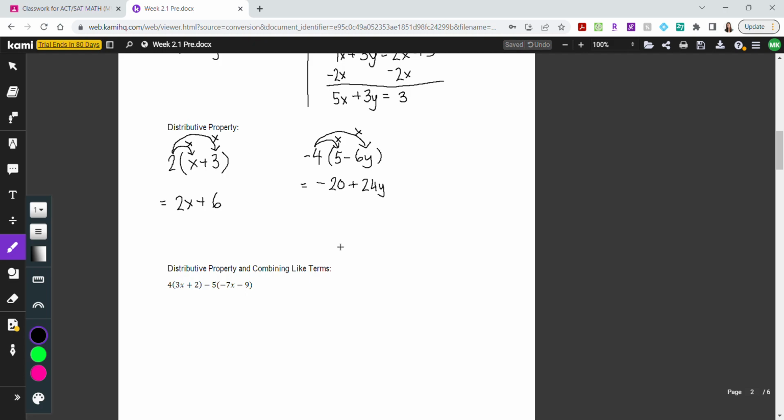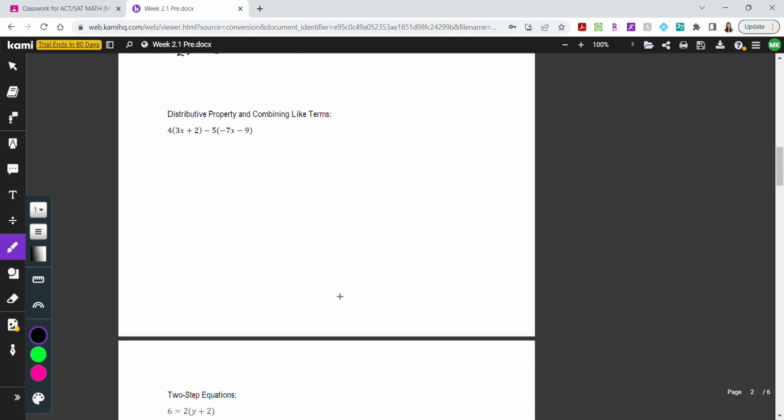So just when you are distributing, take very good notice of the sign that's in front, all right? Now it's a combination of both distributive and combining like terms. So what we want to do in this case is first distribute before combining. So we need to do 4 times 3x, and then 4 times 2, and then negative 5 times negative 7x, negative 5 times negative 9, right?